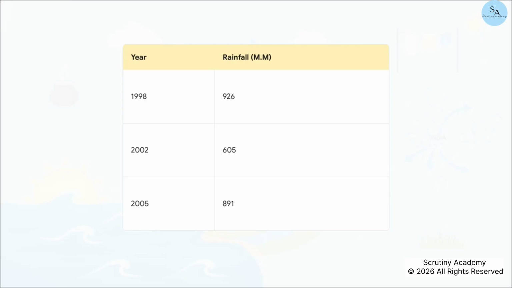And right here, we can see the real-world impact of that. This is data from a town in Telangana called Sirsilla. Look at the difference in rainfall. In 1998, they got over 900 millimeters. But in a drier year like 2002, they only got about 600. For the farmers and all the communities who depend on that rain, that variation changes absolutely everything.